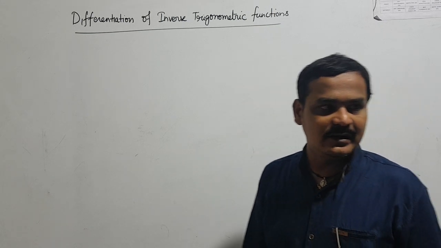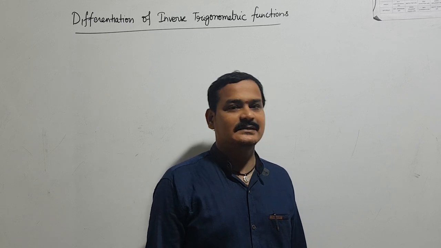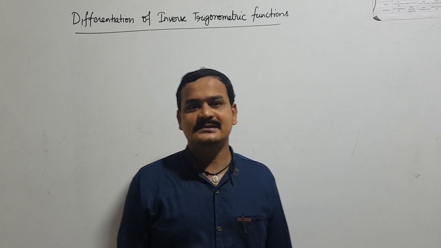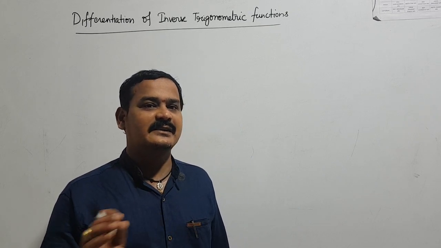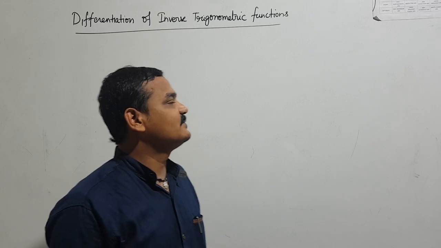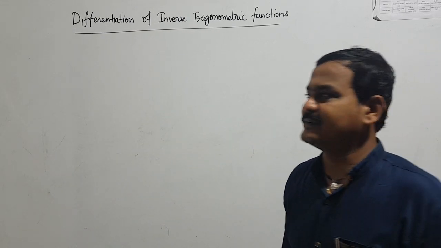First one is the composite function chain rule. Second one is simplification. Third one is substitution. And fourth one is different types of substitution according to the problem. So before going into that, first of all we want to know the derivative of inverse trigonometric functions.